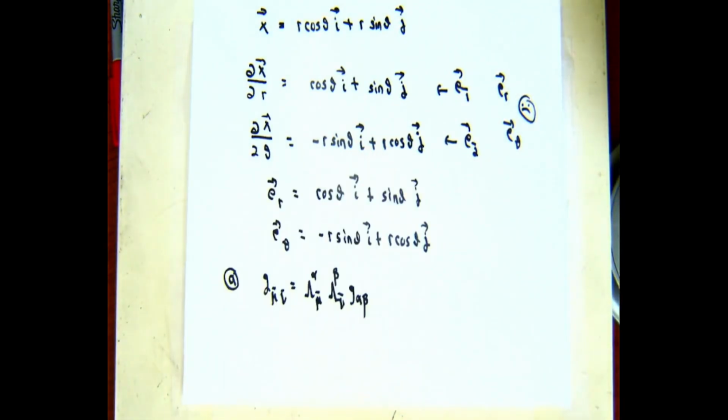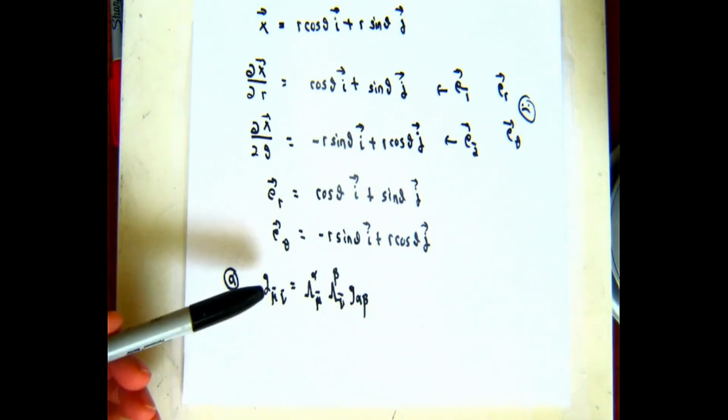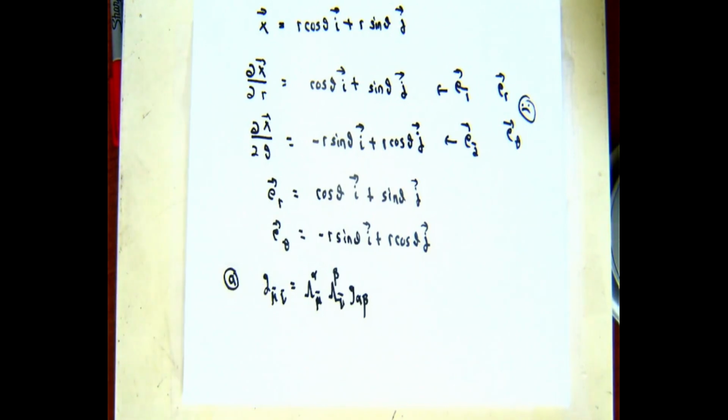If I want to know the components of the metric tensor in these new coordinates, in polar coordinates, I could do this two different ways. Firstly, I could use our transformation law. This would be perfectly straightforward to do. It would also be sort of painful. Or I could remember what the metric tensor is supposed to be.